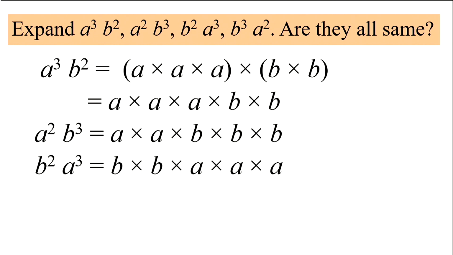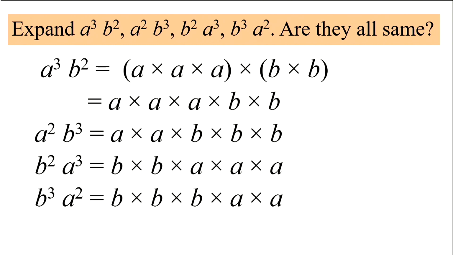Now, let us expand b square and a cube: b into b, a into a into a. So, what is the expanded form of b square and a cube? b into b into a into a into a. Similarly, what is the expanded form of b cube and a square? That is b cube into a square. The expanded form of b cube into a square is b into b into b into a into a.